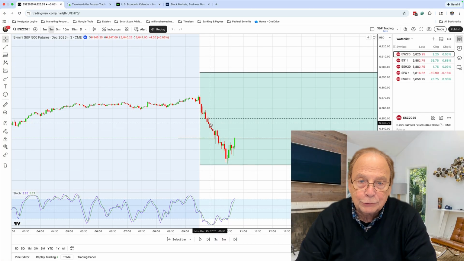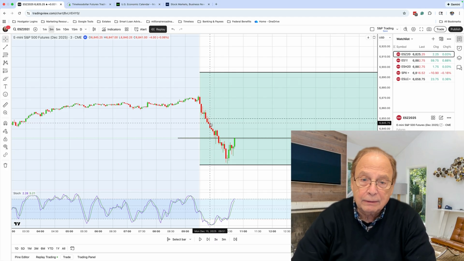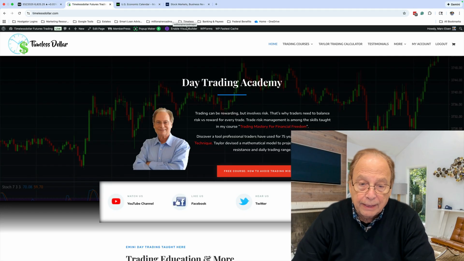Beautiful 40-point gap trade today. If you know how to trade, you've got to take intelligent risks, but those risks have very substantial rewards, particularly if you're trading the Taylor calculator and putting the trading zone on your chart. And so if you're interested in the Taylor calculator, you want to find out more about it, you can go to my site at timelessdollar.com.